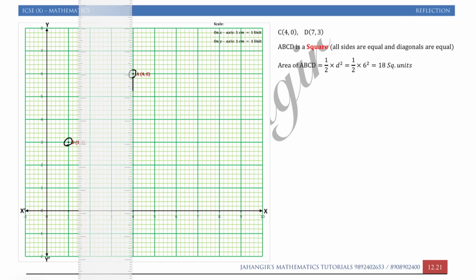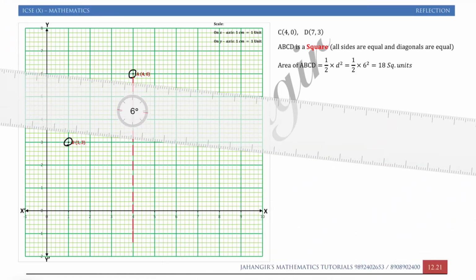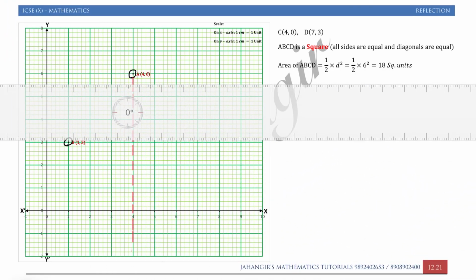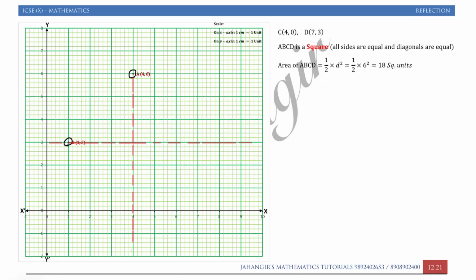This is a line which we can say x equal to 4. Let us draw with this is x equal to 4 and another line is y equal to 3. This is a line y equal to 3.